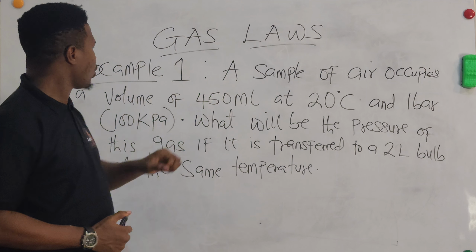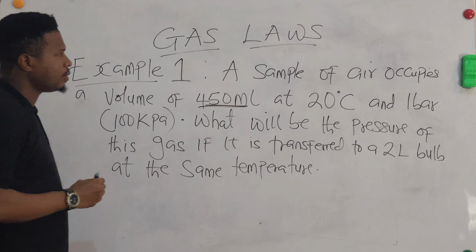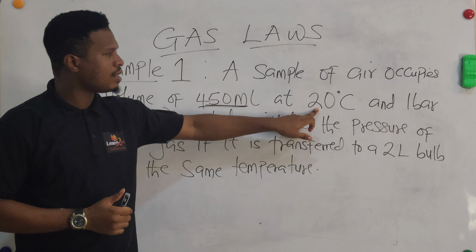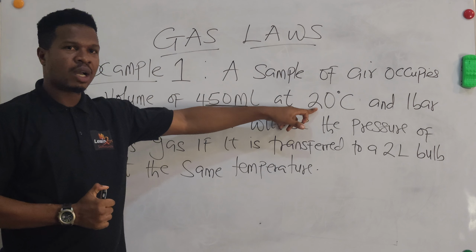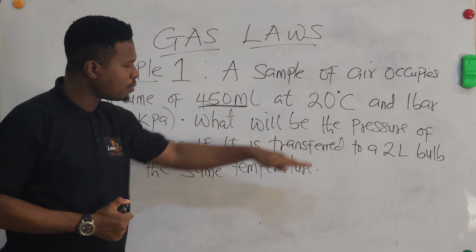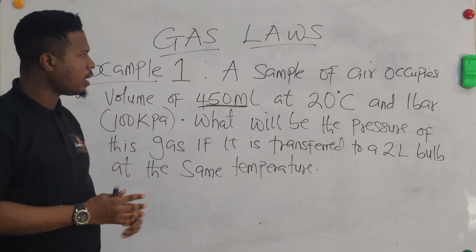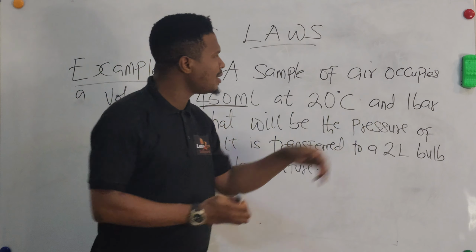A sample of air occupies a volume. Take note of the volume. This is the V1. At 20 degrees C, this could be T1, but we are not sure until we know that the temperature is the same. If the temperature is the same throughout the question, then the temperature is constant, and there's no need to use it. So at 20 degrees C, this is the temperature.